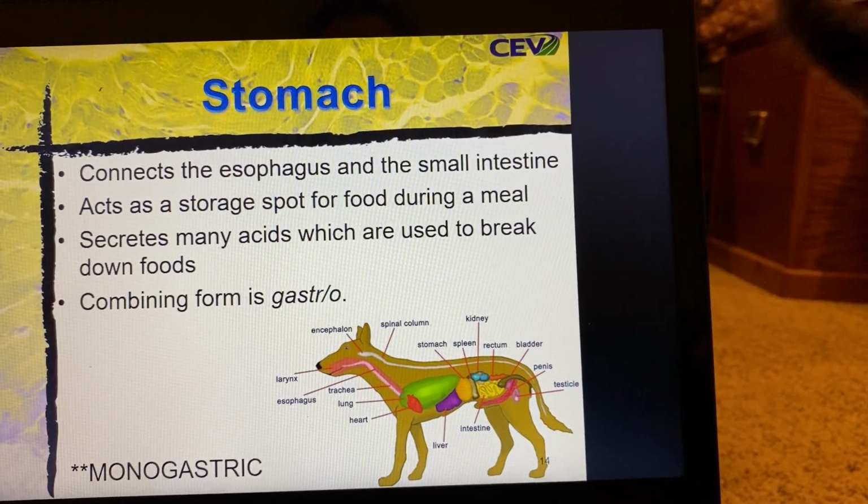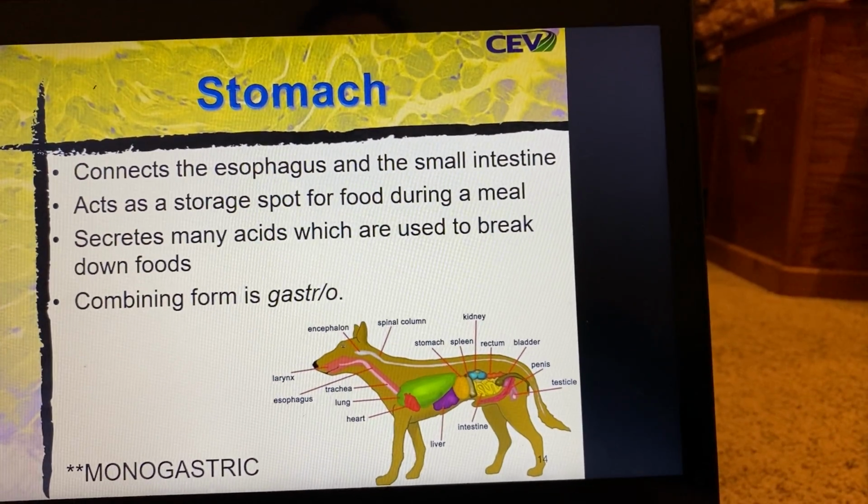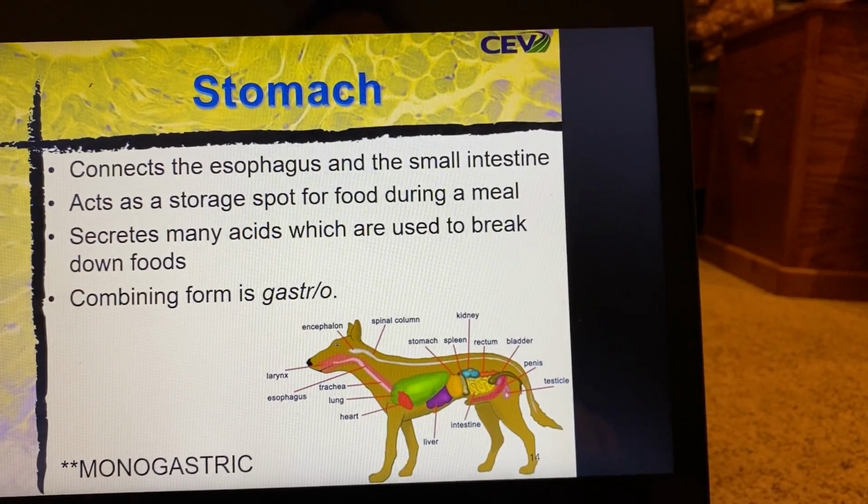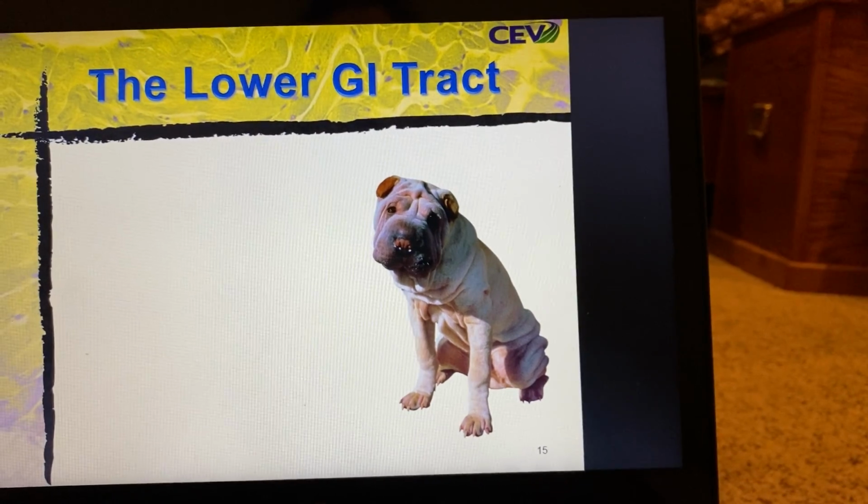So again, these are all monogastric stomachs that we're talking about here. And for our next lecture, we'll get into the lower GI tract.